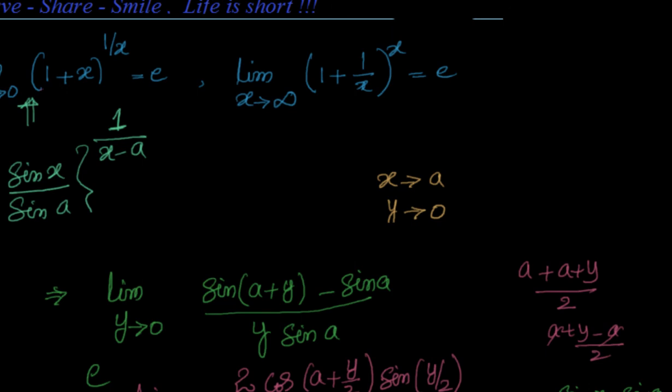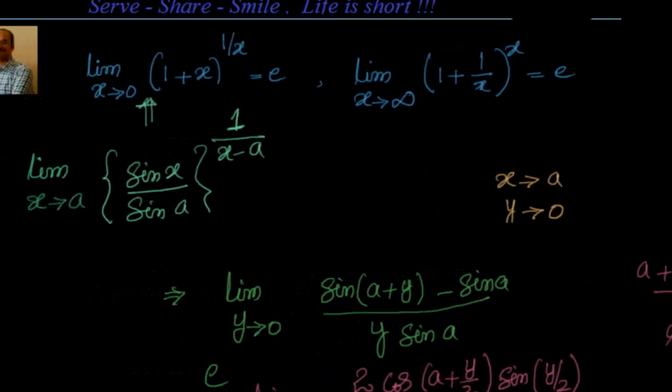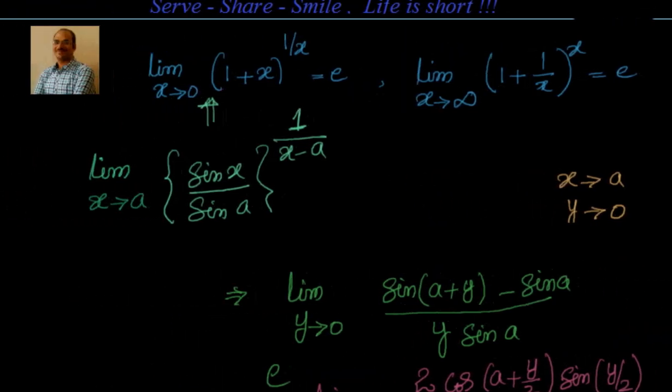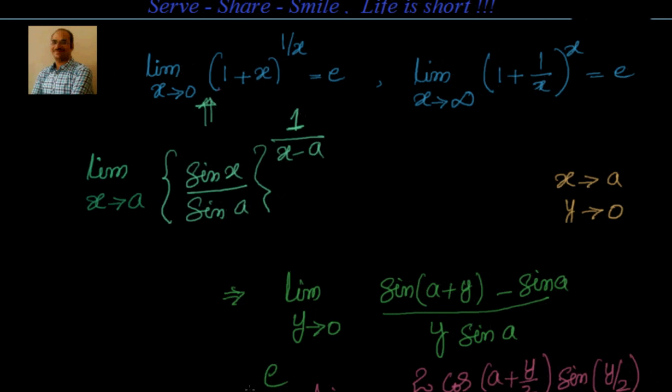The standard results of the exponential are (1 plus x) whole to the power of 1 by x and (1 plus 1 by x) whole to the power of x. The limits as x tends to 0 and x tends to infinity respectively are both equal to e.